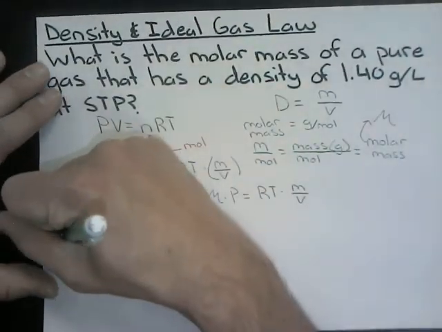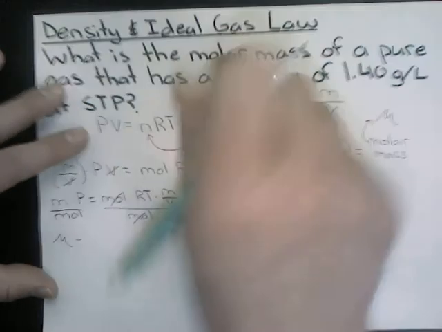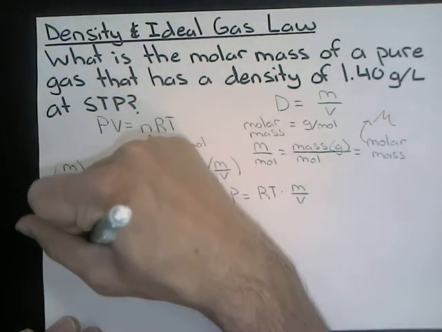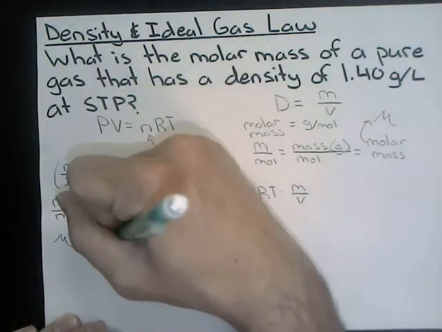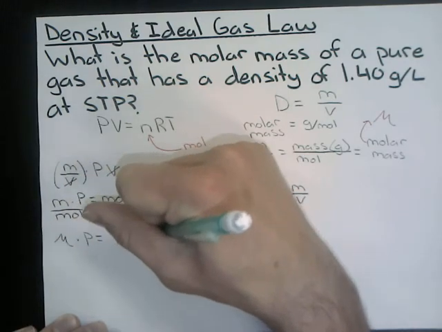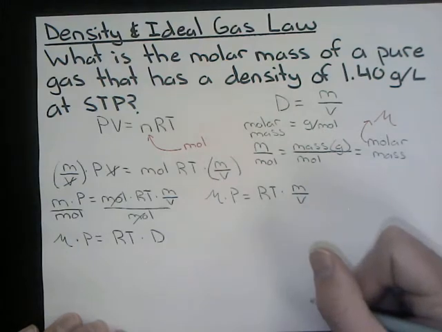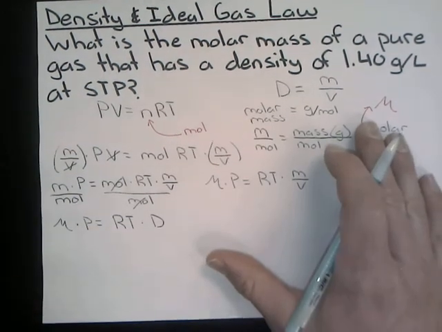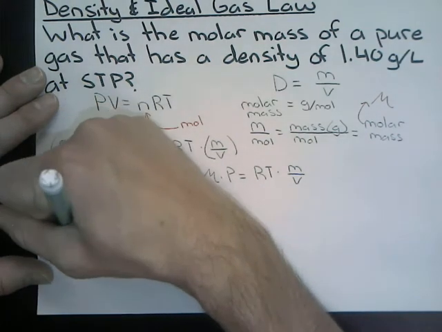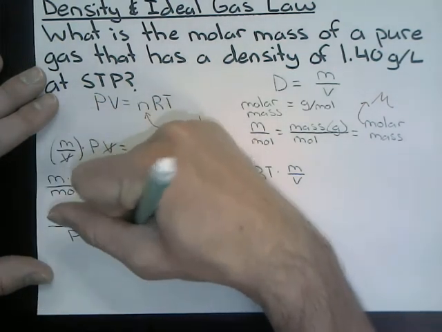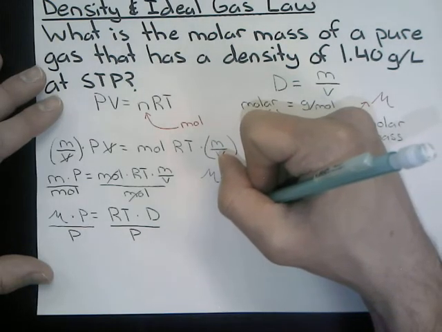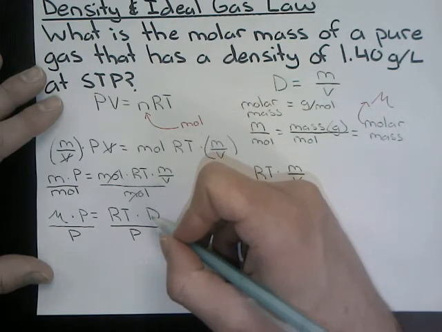So we have the M for molar mass times our P for pressure equals RT times D for density. Now I'm going to do one more thing because I want to isolate molar mass by itself. So I'm going to divide each side by P. And then I'm going to rearrange this. I'm going to put the D out in front.